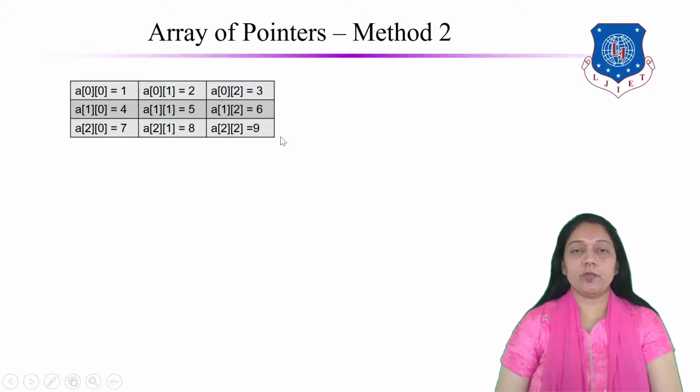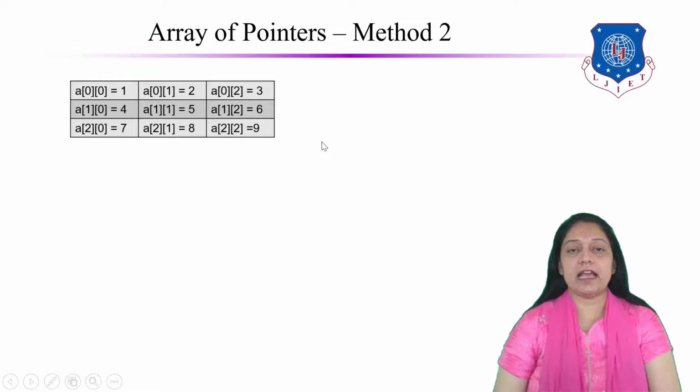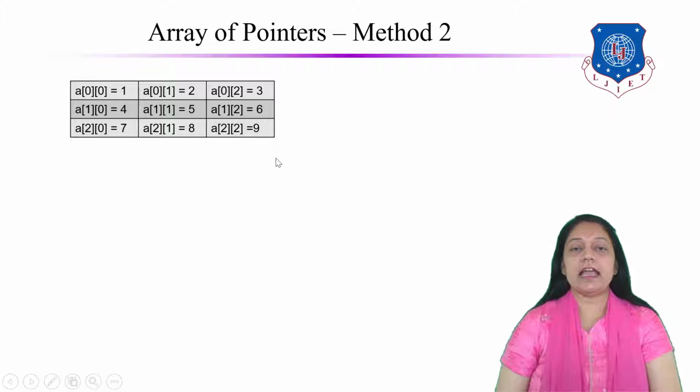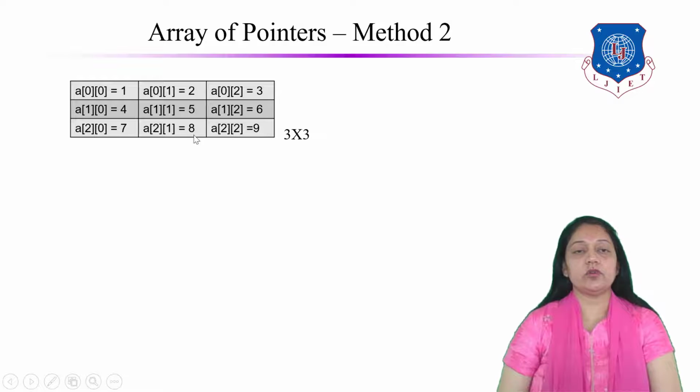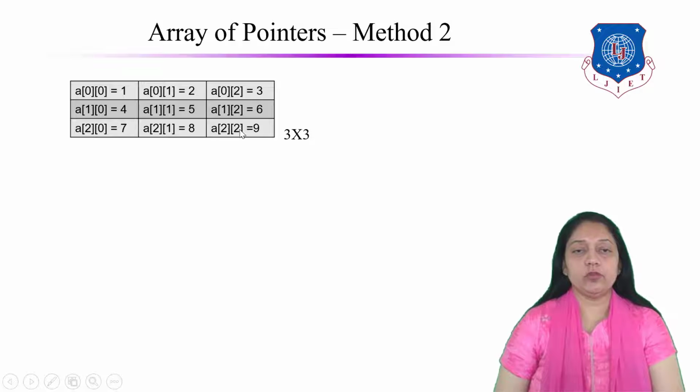Let's understand an array of pointers which points to a 2-dimension array with an example. So here I have a 2-dimension array which is 3 cross 3, meaning 3 rows, 3 columns. We all know, right, that the first element will be stored at index 0,0, then 0,1, 0,2 and so on for the rest of them. The last element will be at a[2][2] index.